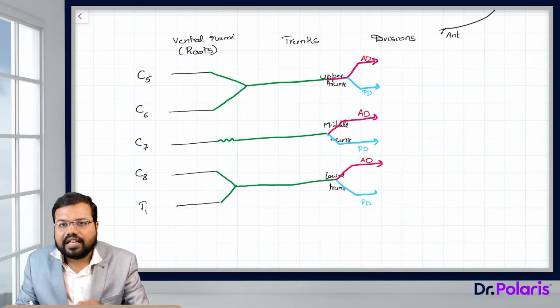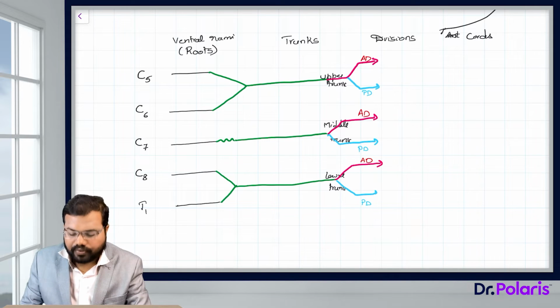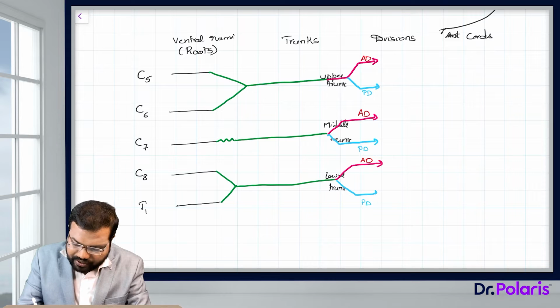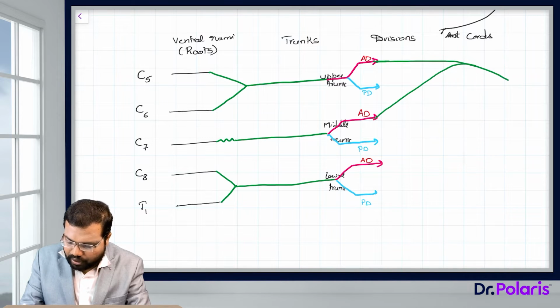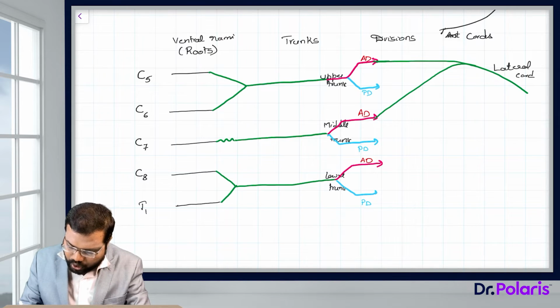Now these divisions again fuse to form cords. So the next one is cords. How? The anterior division of the upper trunk and the anterior division of the middle trunk fuse to form the lateral cord. Whereas the anterior division of the lower trunk forms the medial cord.